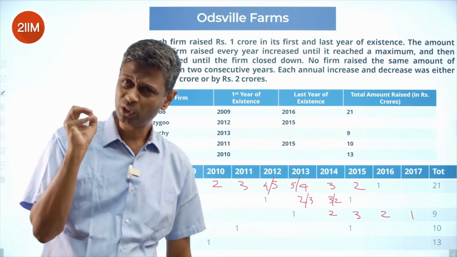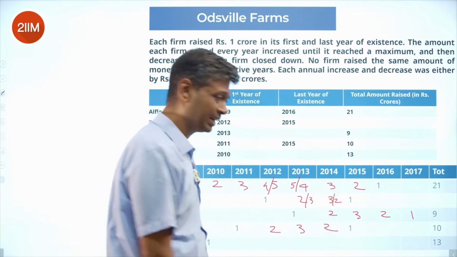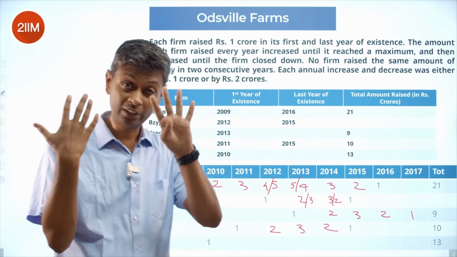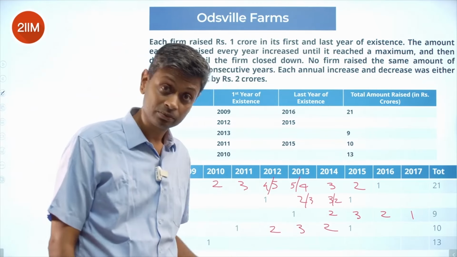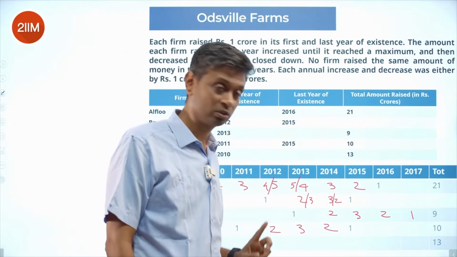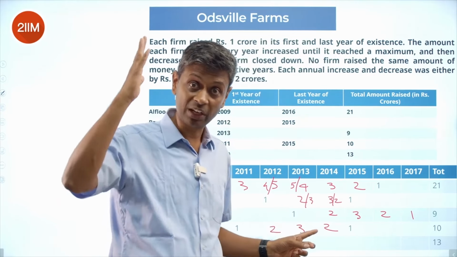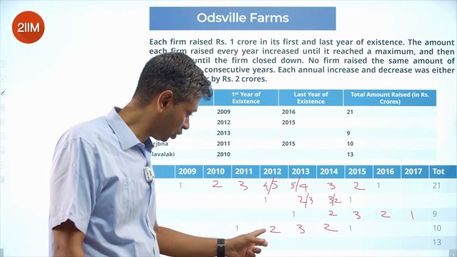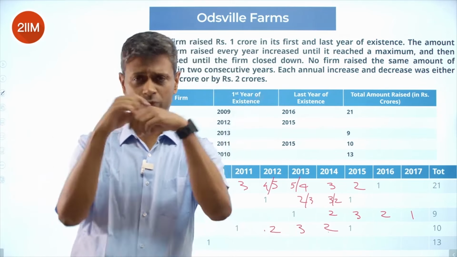The minimum with 5 years is 1, 2, 3, 2, 1. That adds up to 9. We want 10. So it's not 1, 2, 3, 2, 1. But if I put 1, 3, it has to go to 1, 3, 4, 2, 1. 1, 3, 4 is 8, 2, 1 becomes 11. It's not possible. So this cannot be 3, this cannot be 3. So this has to be 1, 2, this has to be 1, 2. No getting away from that.